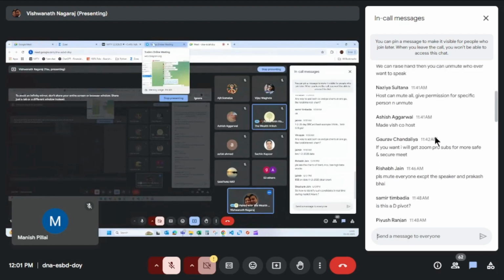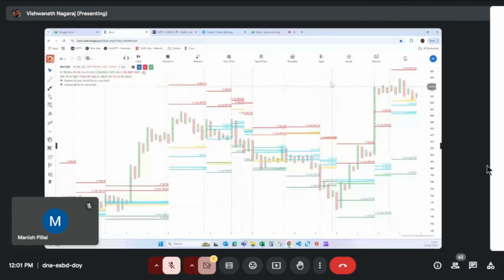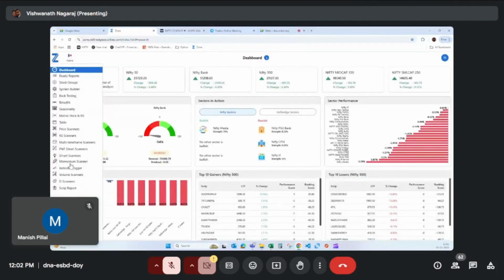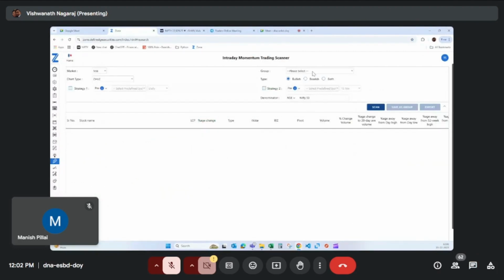Okay, very good. That is where I was coming to next. You can go to R zone. You can come to the momentum scanner, the intraday momentum trading scanner. You come to futures or FNO or whatever, and you come to point and figure, and you select bullish, bearish, and both.